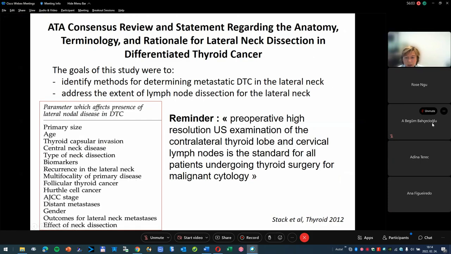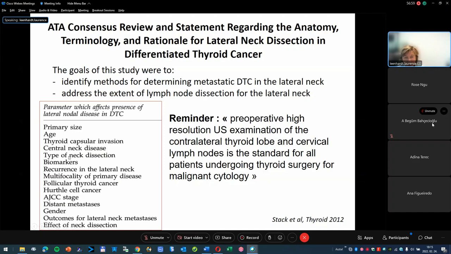Then we move on to a more recent consensus published by Stack from the American Thyroid Association, in which the goal of the study was to identify methods for determining metastatic DTC in the lateral neck, and especially to address the extent of lymph node dissection for the lateral neck. It's a more clinical consensus, and Stack outlined the parameters which affect the presence of lateral node disease in differentiated thyroid cancer, such as primary tumor size, age, the presence of thyroid capsular invasion, central neck disease, the type of neck dissection, the recurrence, the multifocality of the primary tumor, and whether it's a follicular thyroid cancer or a Hürthle cell cancer.